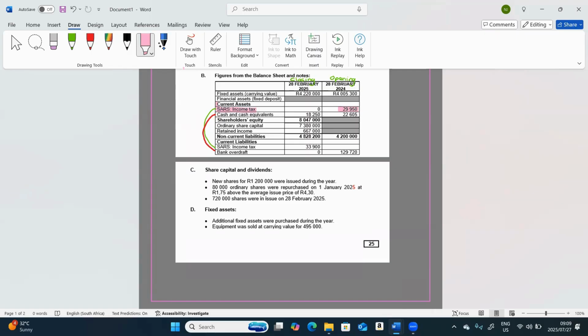So it's 29,950, guys. But look under what heading it is. It's under current assets. That means that it's a receivable from SARS, the 29,950. It's a receivable. Now, please be very careful with your income taxes. Listen carefully and make the notes. So, when your opening balance is a receivable, let me write it here, so that you can make the note.